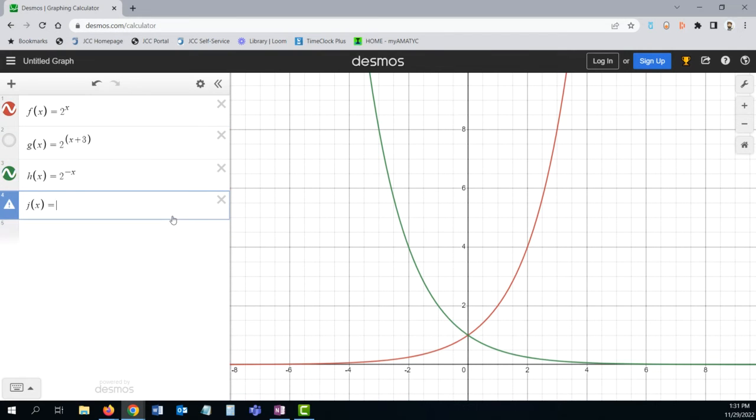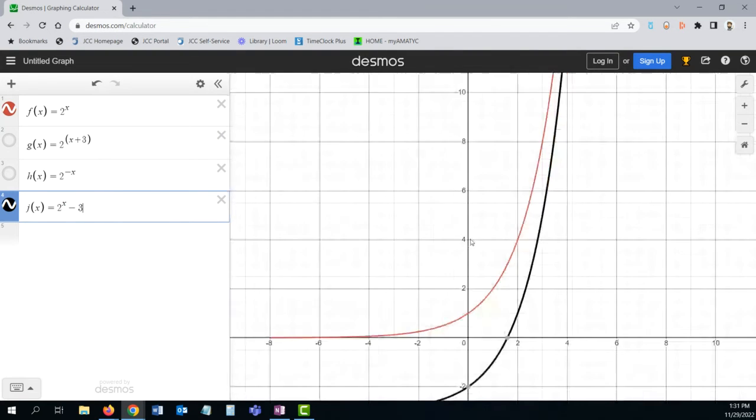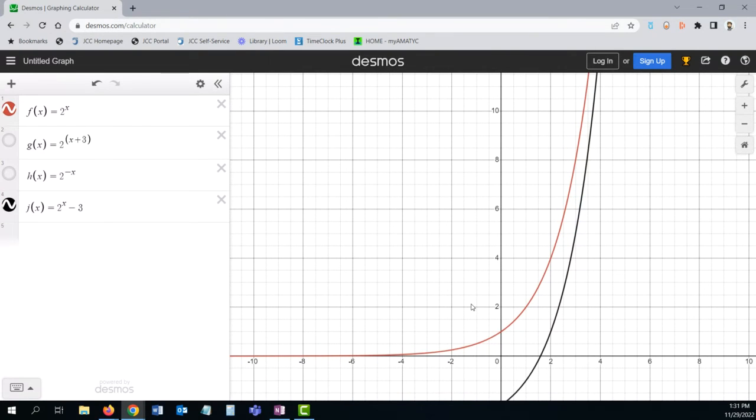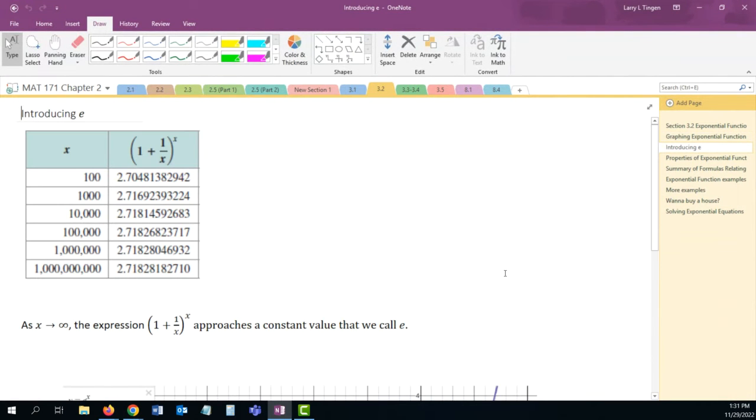Let's continue and do something to the outside and just show you that that's the case. So a plus 5 on the outside would move it up 5 units. Minus 3 would move my function down 3 units. So that's what our transformations told us. So all those rules still apply. So instead of graphing those out, I just wanted to show it to you that way.